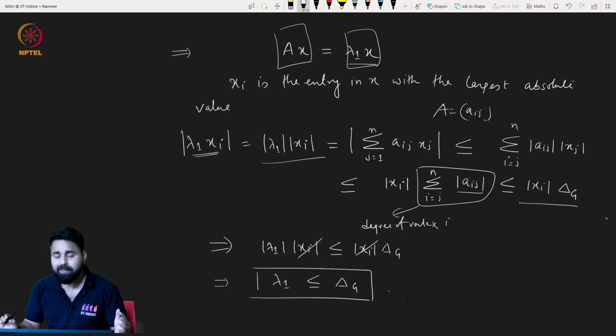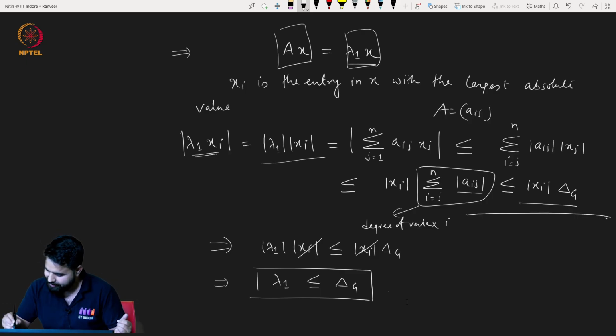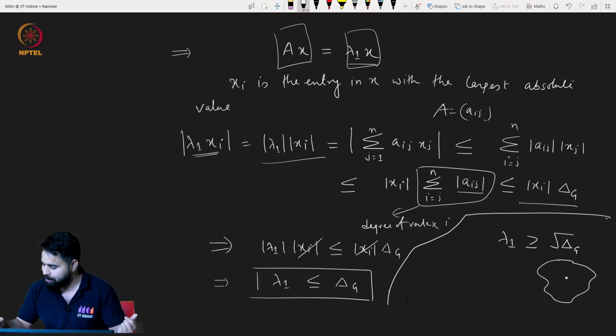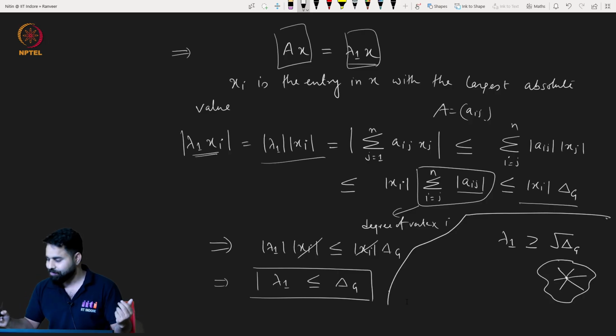In fact, we can say something more. We can give a bound on the largest eigenvalue in terms of the square root of delta g. So let me first write it. Lambda 1 is always greater or equal to the square root of delta g. Why is this true? If you see the graph and pick a vertex having degree delta g, it will look like this: there is a vertex here and delta g number of edges are incident on it.